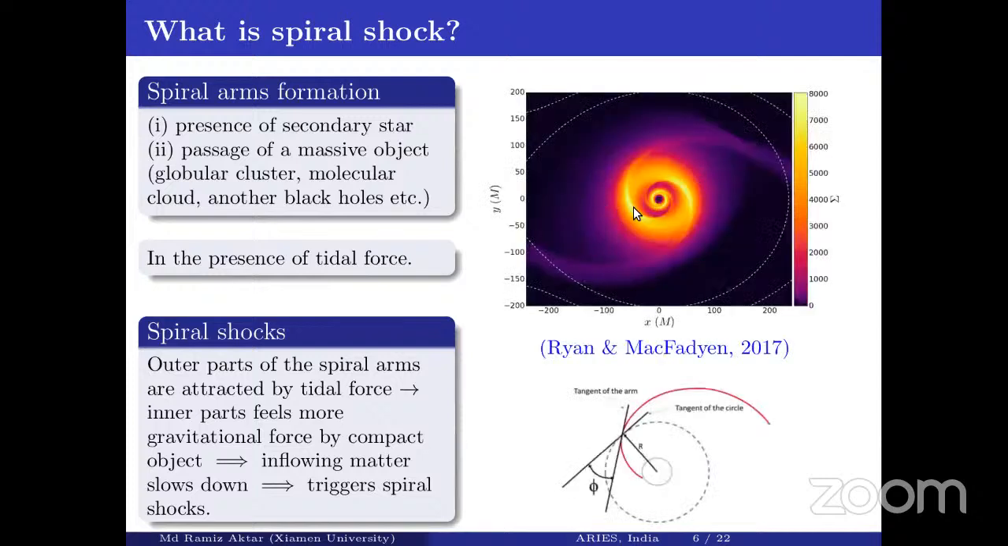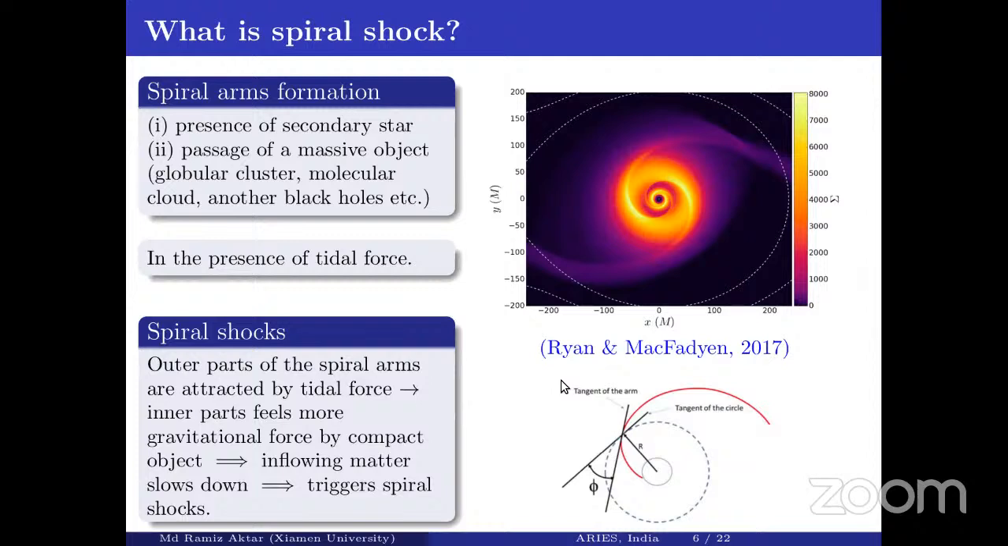Here I have shown one simulation result around a black hole. This is the density plot, the surface density of the accreting matter. Here we can see the spiral arms forming. The outer part is attracted by the tidal force, and the inner part is attracted by the gravity of this black hole. In this region, if the tidal force is comparable to the gravity force, spiral shocks may happen.